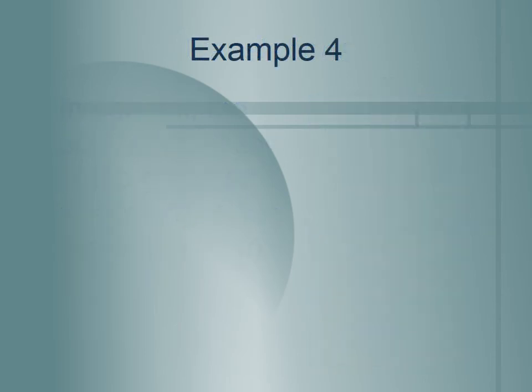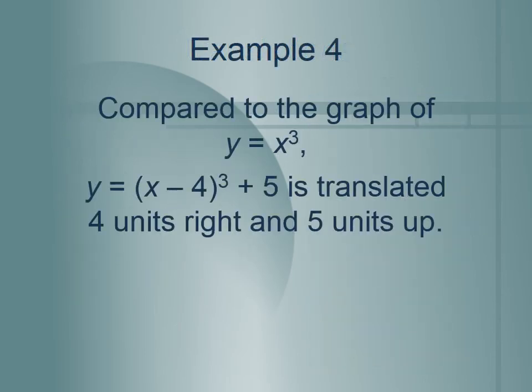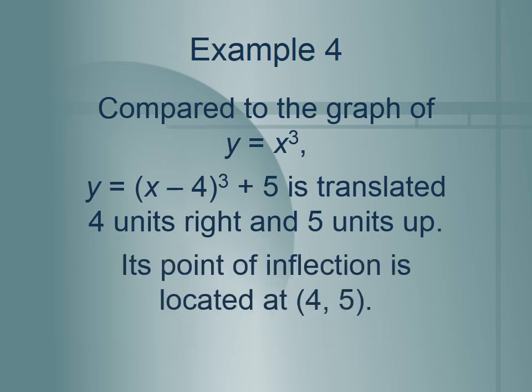So let's look at some examples. So compared to the graph of y equals x cubed, if we have y equals x minus 4 cubed plus 5, we're going to translate 4 units right because of the minus 4 and 5 units up because of the plus 5. Our point of inflection is going to be 4, 5 because this was minus 4, so that means positive 4, and this was plus 5, which means positive 5.